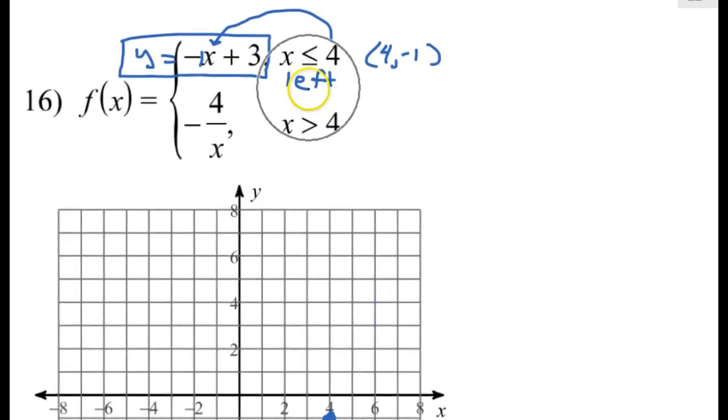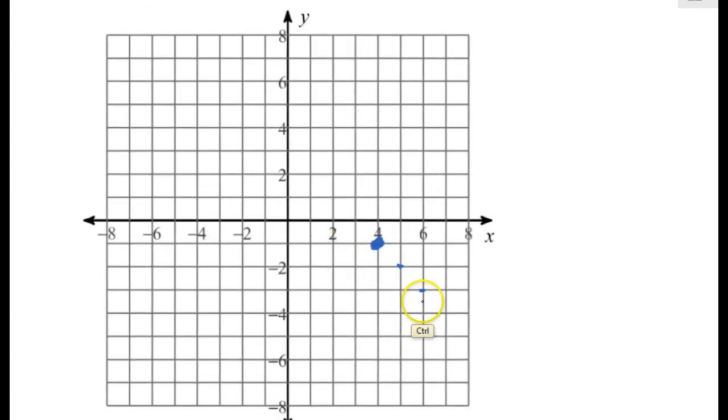But wait a minute, I just told you that we're supposed to go to the left. So these points are going the wrong way. So I really need to be going this way. Up 1, left 1, up 1, left 1, like this. Okay? So this is what this piece of the graph is doing.